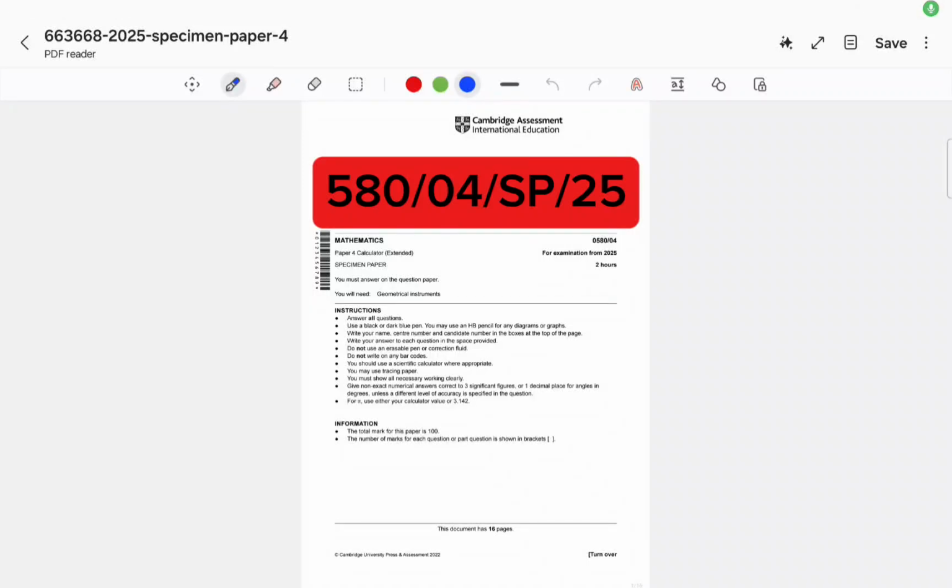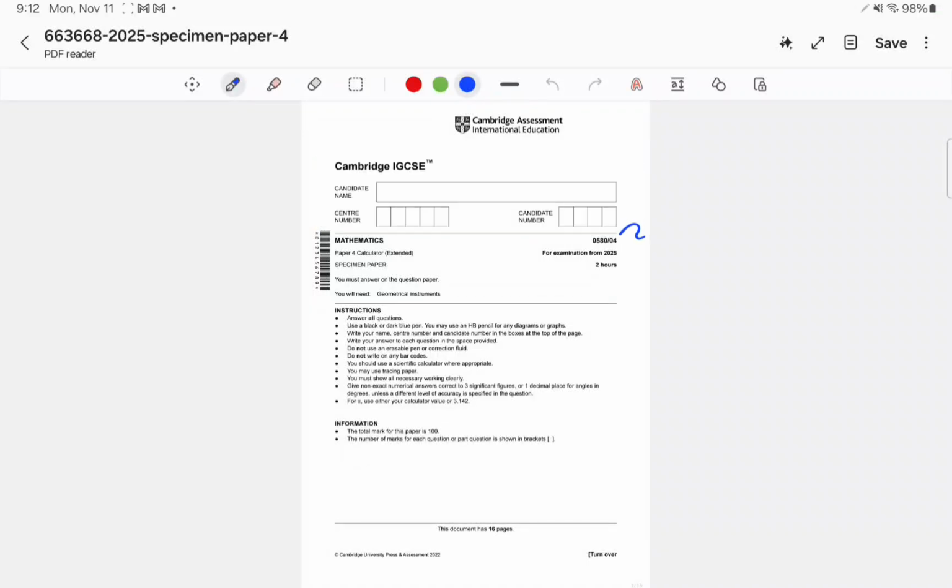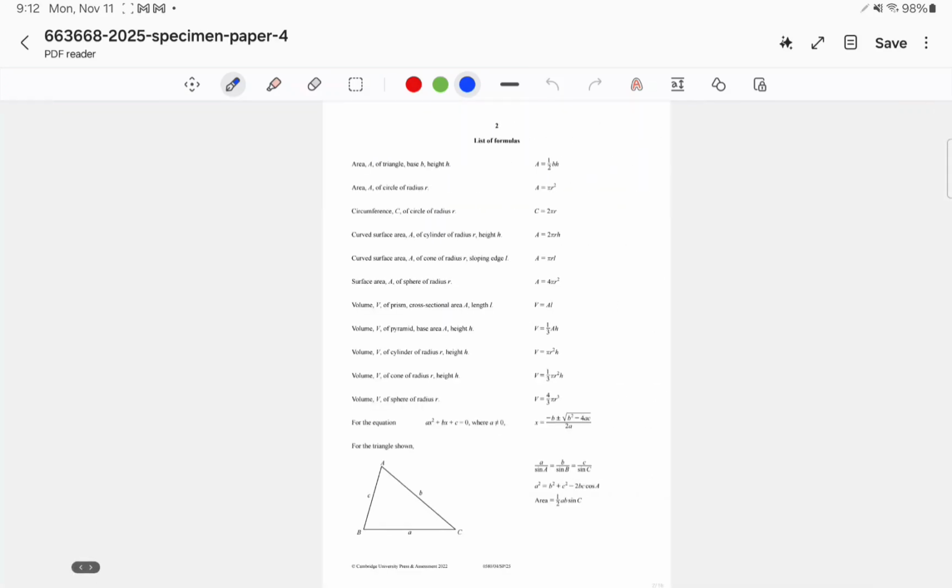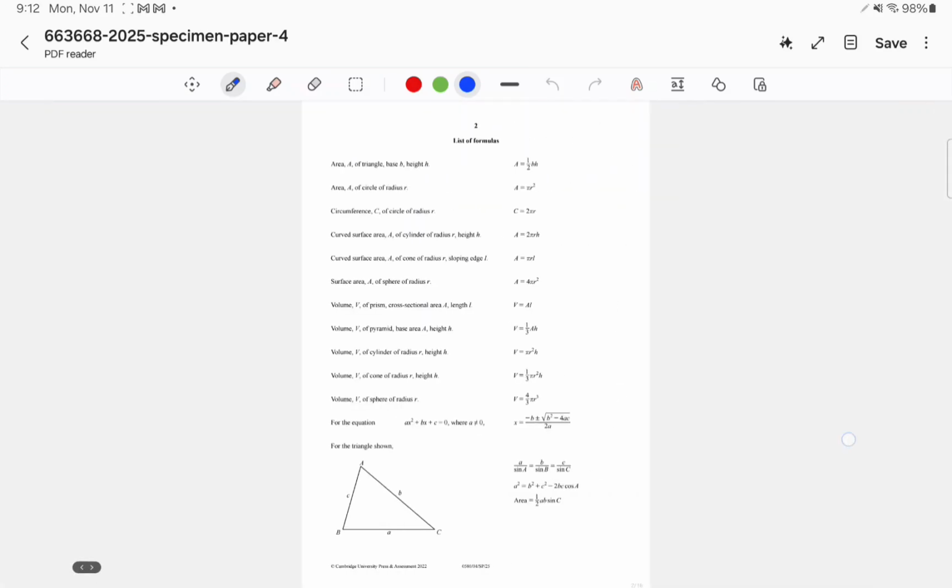Going to see IGCSE specimen paper 5804 paper 4. It's a calculator extended paper. Okay, you will go to the question. Formulas are being given here.